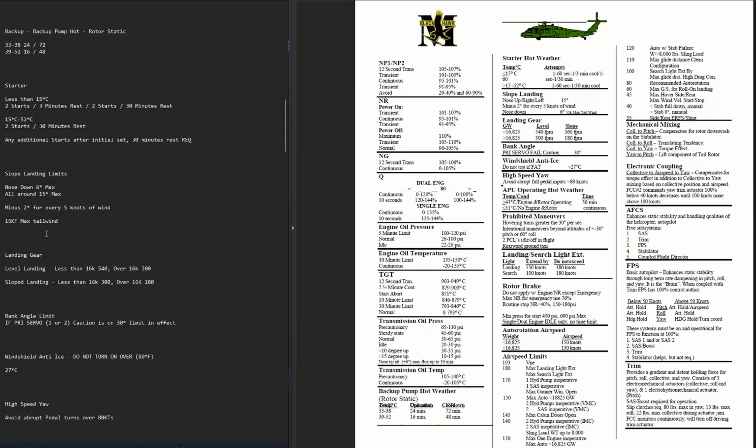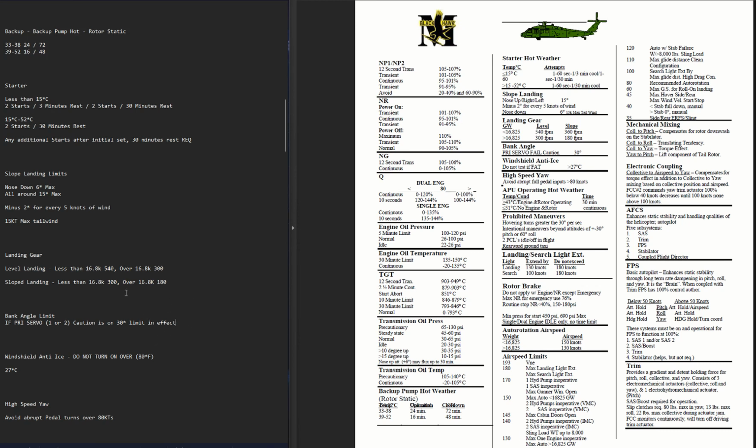All right, landing gear. So I break this down into level landing and sloped landing. I feel like it's easier to remember it that way, just because breaking it apart into more sections makes it harder to remember. So just level landing, less than 16.8 km is 540 feet per minute. Over 16.8 km is 300 feet per minute. Sloped landing, less than 16.8 km is 300, and then over 16.8 km is 180.